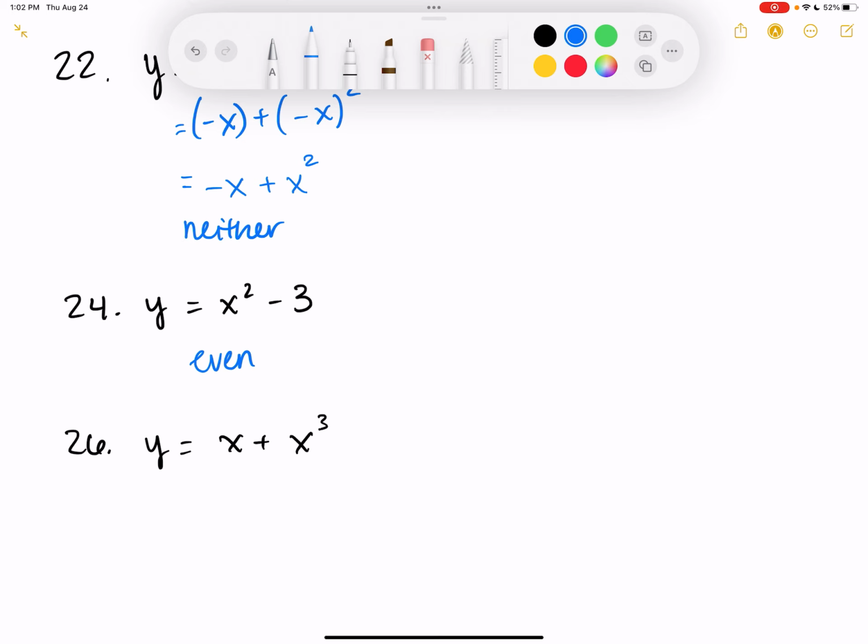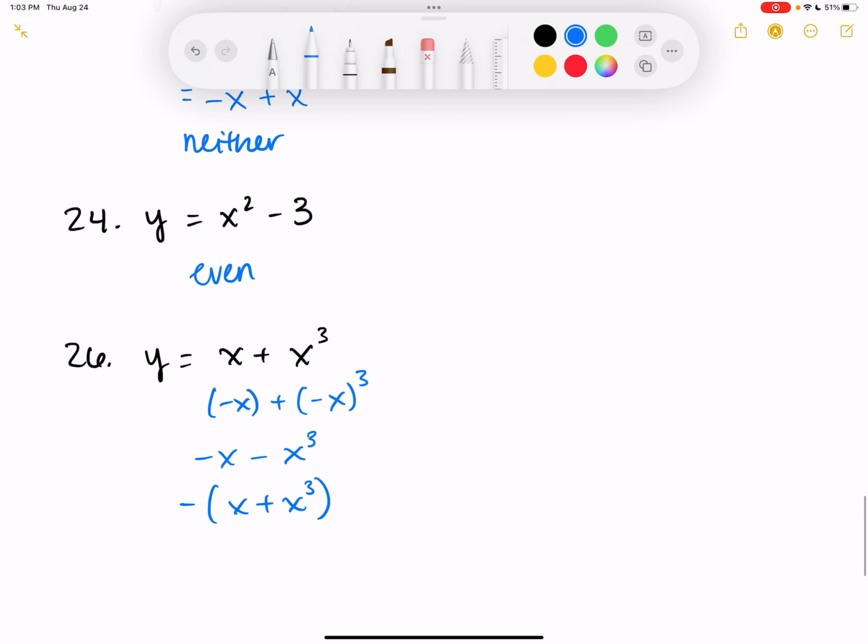So if I plug in negative x plus negative x cubed, what do I get out? Negative x minus x cubed. The way to look at this is to say I can take a negative out of the whole thing and it becomes x plus x cubed. So it's negative for the whole thing, and when you can take a whole negative out of everything, it's odd. So this is going to be odd.